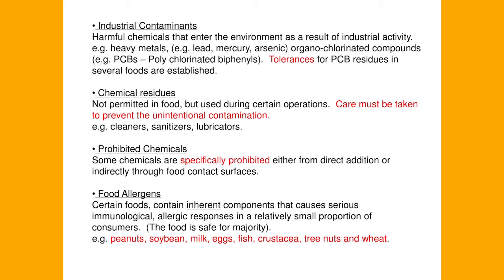And finally, food allergens, talking about products such as peanuts, soybean, milk, eggs. Some of you can't even eat eggs, fish, crustaceans, tree nuts, and wheat. Yeah, so certain foods contain inherent, this is internally already there, inherent components that causes serious immunological allergic responses in a relatively small proportion of consumers. Small, but if they happen to eat this product, it can be fatal. So you have to be extra careful on the allergen as well.